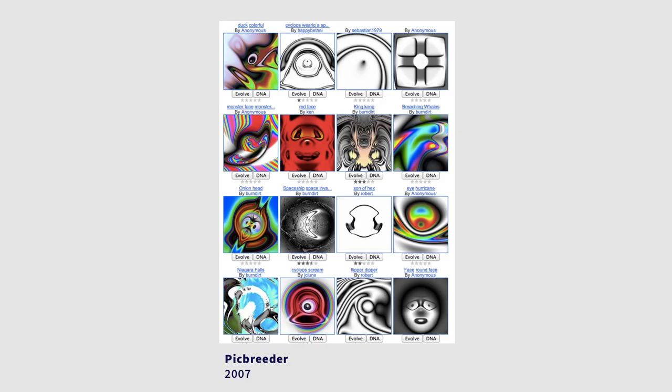Here we have a series of examples of highly rated images. We see that some of them are almost figurative. Interactive genetic algorithms have also been used in games. For example, Nintendo Wii Mii Creator was introduced in 1997.